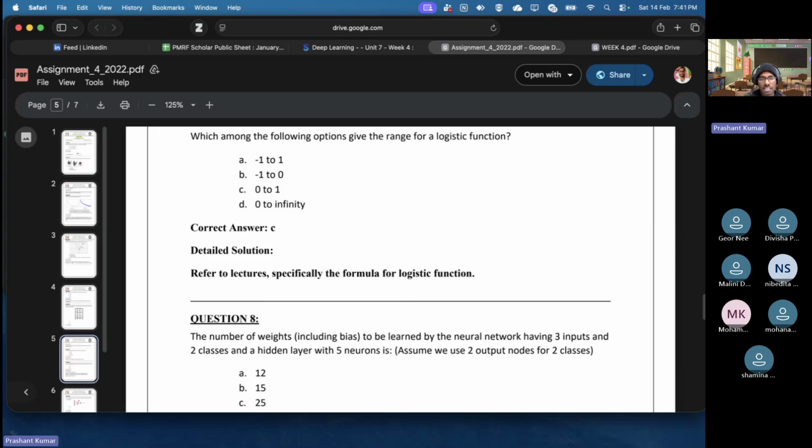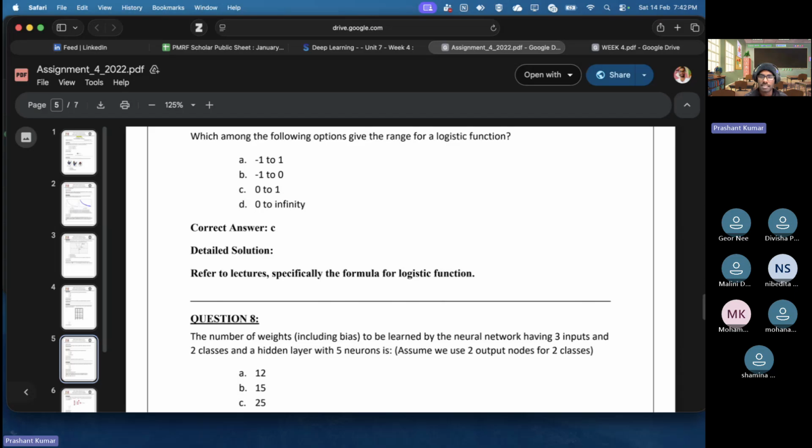Yeah, so the question here is: how many weights need to be learned by a neural network having 3 inputs and 2 classes as output, with 5 neurons in between? How many total W are needed? That W includes the biases as well.